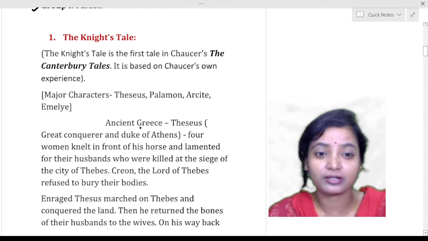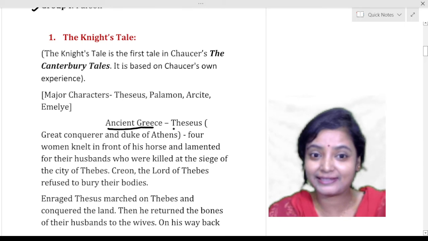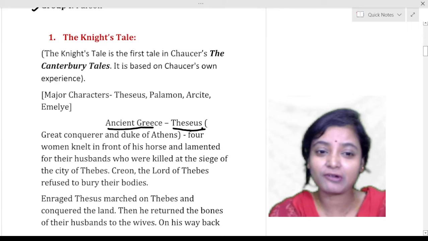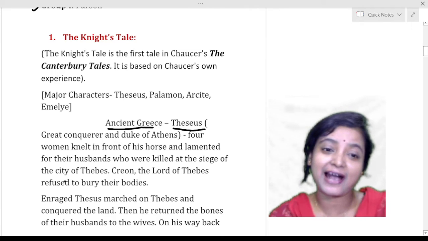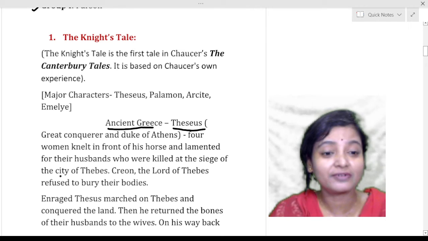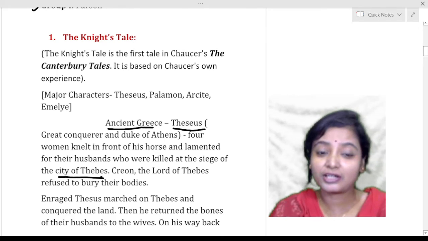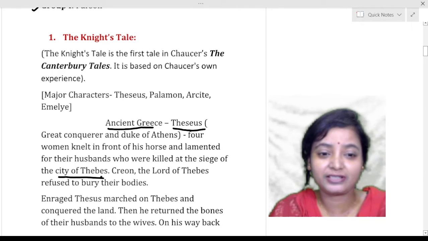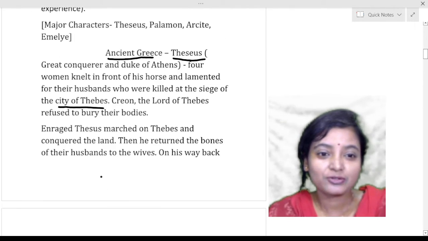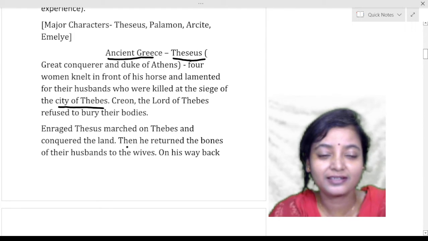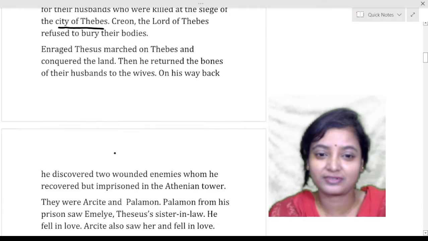Theseus is the great conqueror and the Duke of Athens. So what happened? Four women knelt in front of his horse and lamented for their husbands, who were killed at the siege of the city of Thebes. And Creon, who was a lord of Thebes, refused to bury their bodies. So enraged, Theseus marched on Thebes and conquered the land. Then he returned the bones of their husbands to the wives.